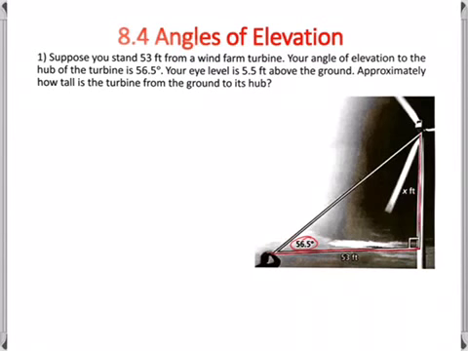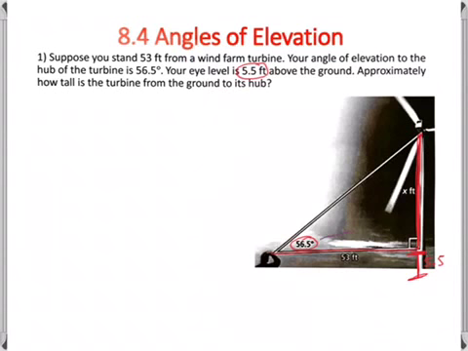This is the height, but it's only the height from your eye level to the top of the turbine. You're missing this bottom piece here. Well, this bottom piece they give you in the problem itself as the 5.5. So at the end of this problem, we're going to have to account for that 5.5. But let's go ahead and start this problem normally.